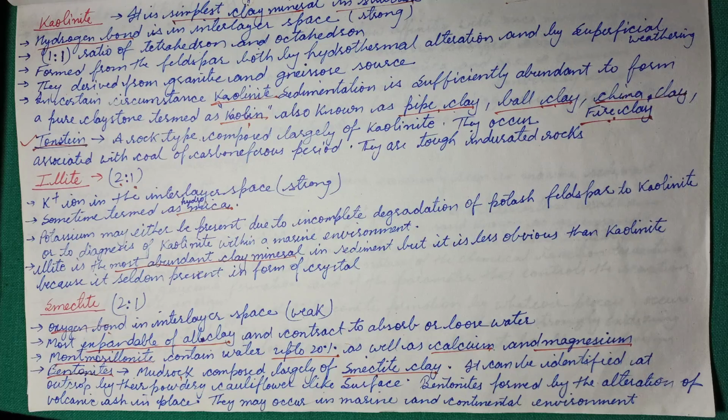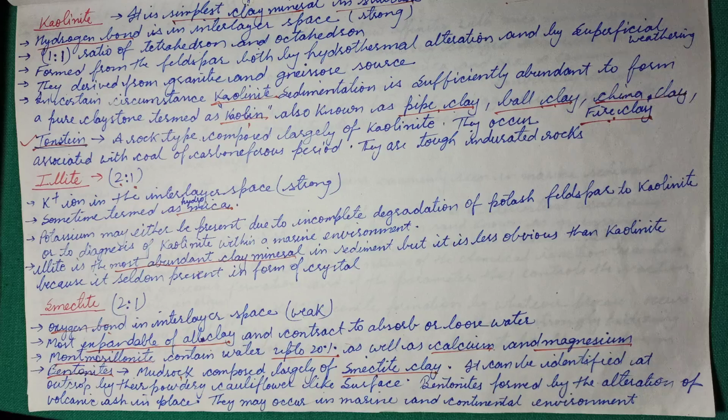It can be identified at outcrop by the powdery cauliflower-like surface. So how are we going to identify that it is bentonite? A cauliflower-like structure you will find. Okay, if possible I will show you in the figure. So it can be identified at the outcrop by the powdery cauliflower structure. If you see a cauliflower structure, you may say that this is bentonite, and this bentonite will consist of a large amount of smectite clay. Okay, bentonite formed by the alteration of volcanic ash in place.